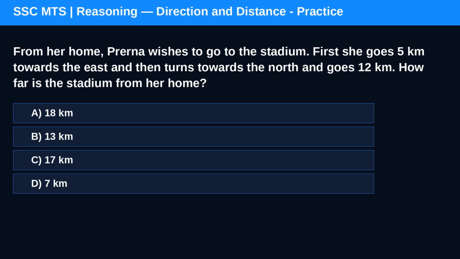Question 10. From her home, Priyana wishes to go to the stadium. First, she goes 5 km towards the east and then turns towards the north and goes 12 km. How far is the stadium from her home? Option A 18 km, option B 13 km.